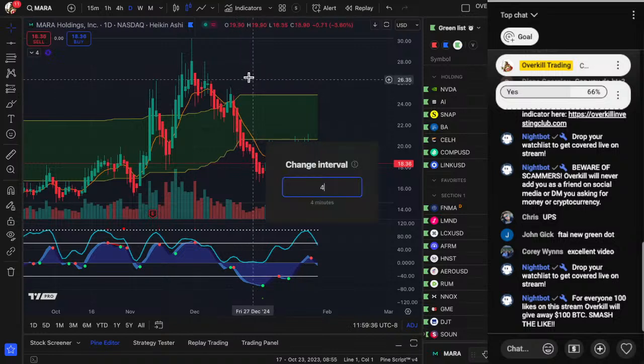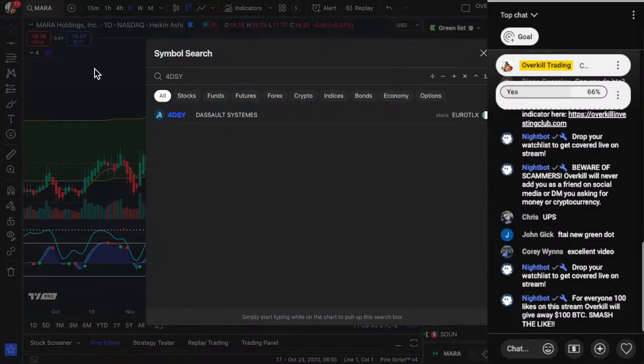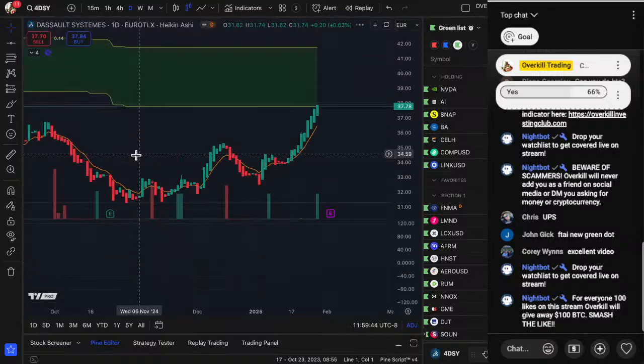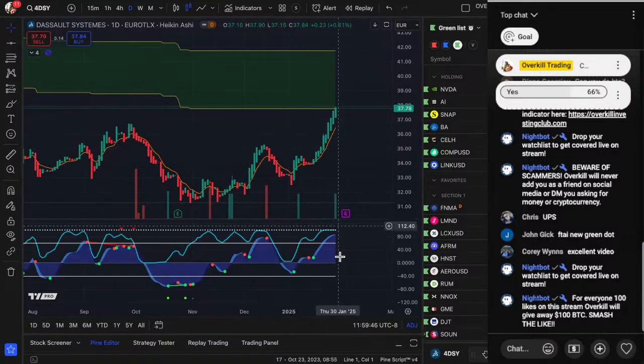4DSY. One sec here. 4DSY, Desalt Systems. Looks like a Mexican stock. I think that's Mexico. Okay, so that thing, again, up here in profit taking territory. I'd be taking some off there.